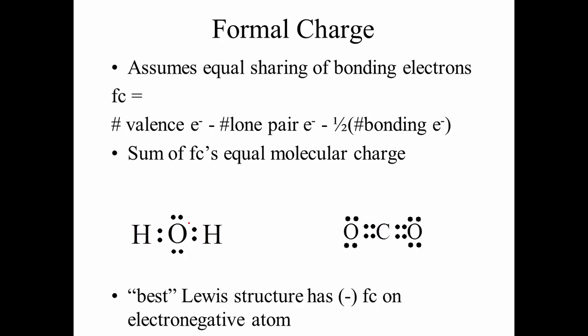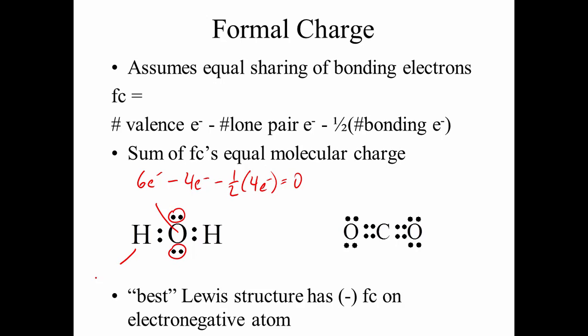So let's do this for oxygen, for example. Oxygen here, we look at the periodic table, oxygen has 6 valence electrons, and in the water molecule it has 2 lone pairs, or 4 lone pair electrons, and then it has 1, 2, 3, 4 bonding electrons, but we're only going to subtract half of those. So that means 6 minus 4 minus 2 is 0. So the formal charge on the oxygen in water is 0.